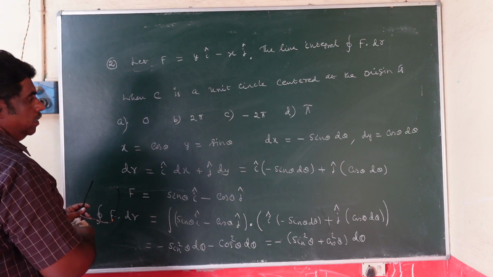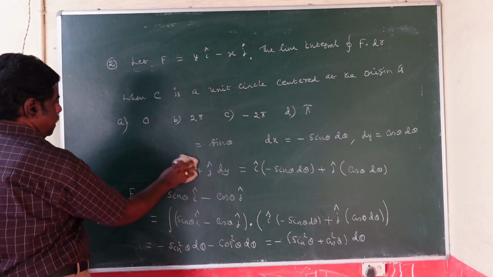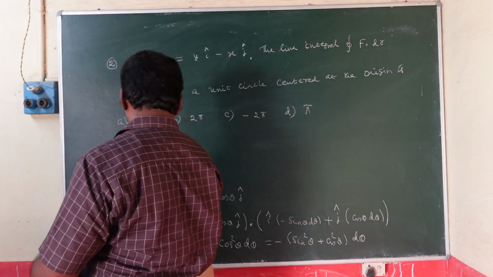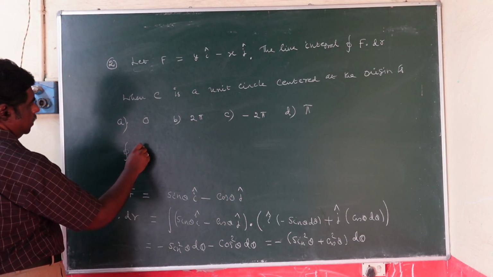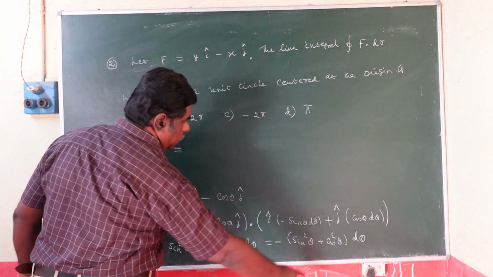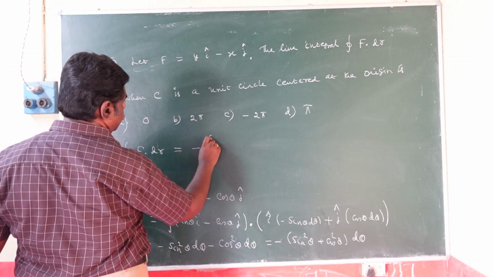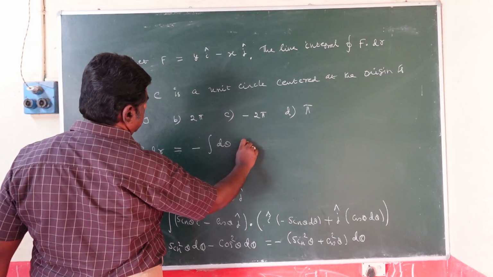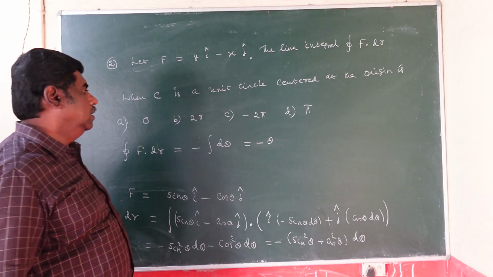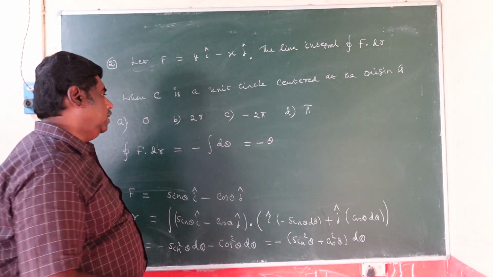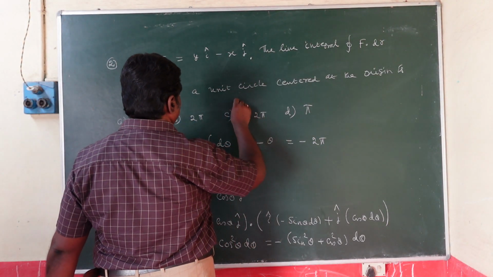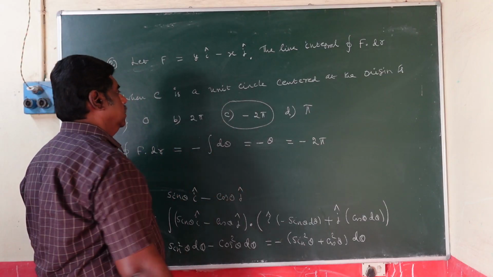Now we may write integral F dot dr, which is equal to minus of integral of sin square theta plus cos square theta, which is 1, so minus integral d theta, which is equal to minus theta. In the case of a circle, the value of theta is 2 pi. So this is equal to minus 2 pi. Therefore, the answer is option C.